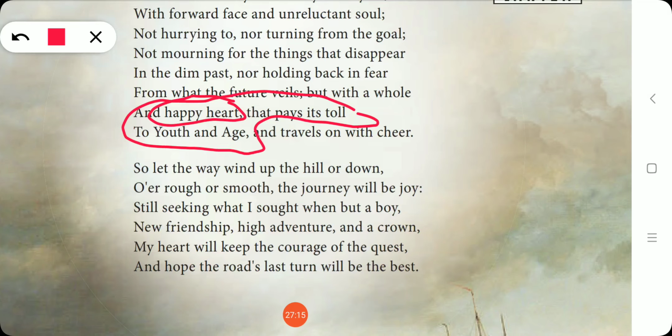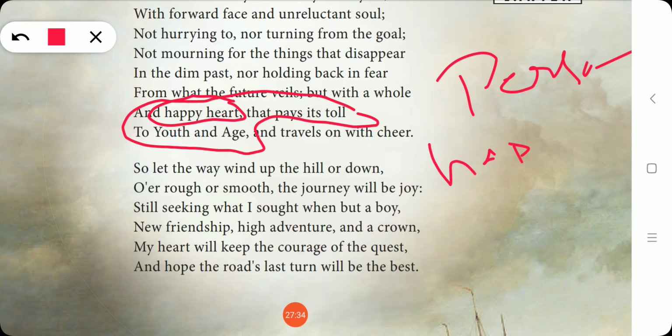If they are simply asking you to find the figure of speech, you have to write personification. And if they are specifically asking you to pick out the alliterated words in this line, you have to write happy, a small dash, and heart. So this is how you have to answer in your exam.